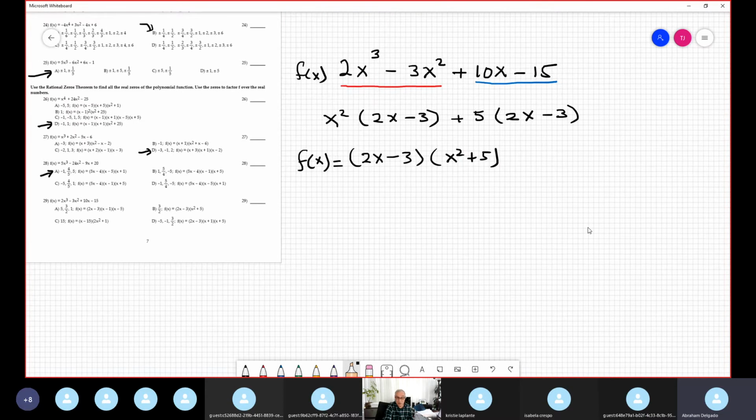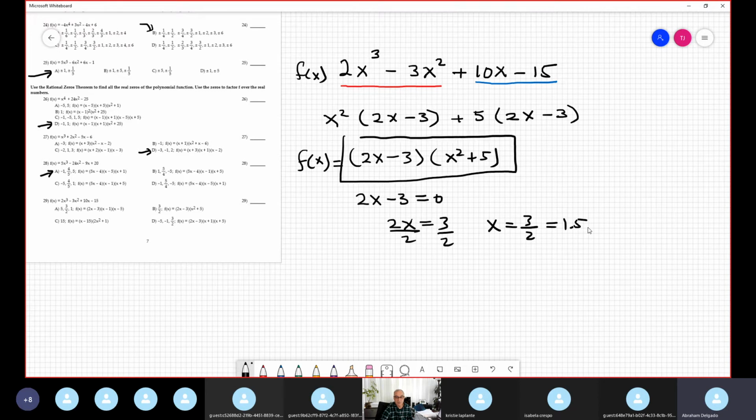To answer the questions about the zeros, the only real zero that we have is this. 2x minus 3 equal to 0. 2x equal to 3, x divided by 2. X is equal to 3/2 or 1.5 if you prefer in decimal. This is the factorization, and this is the only unique real zero that we have.